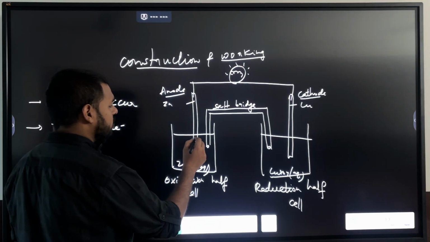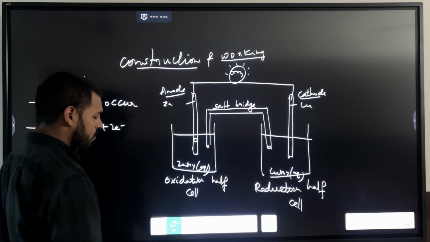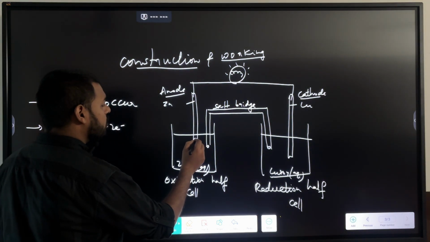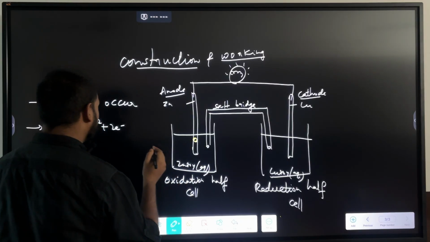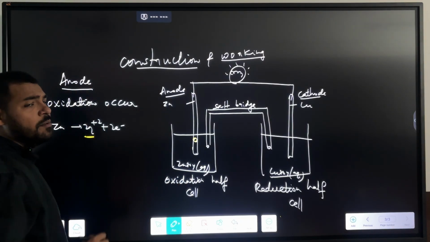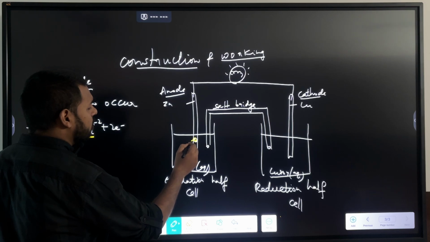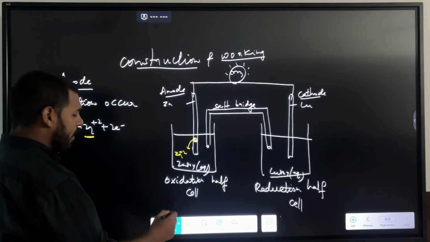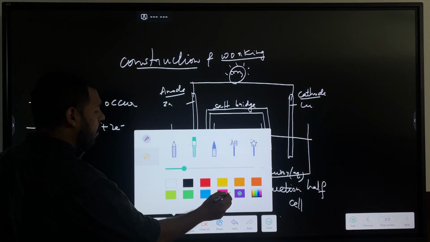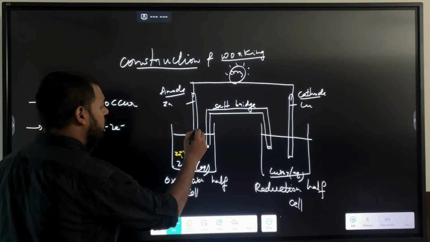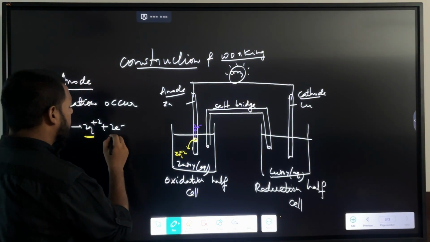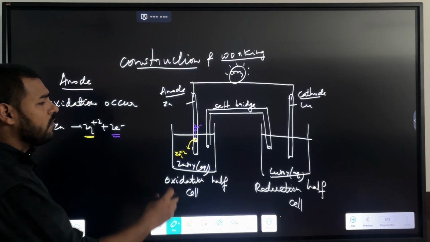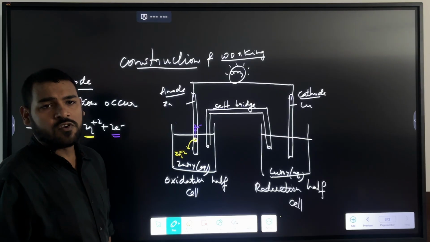So what is happening here? Suppose we take one zinc atom, and this zinc on oxidizing is converting to zinc plus 2. This zinc plus 2 will go out into the solution, leaving behind electrons. It will leave two electrons. These electrons will be left in the rod itself, so we have surplus electrons in the rod.